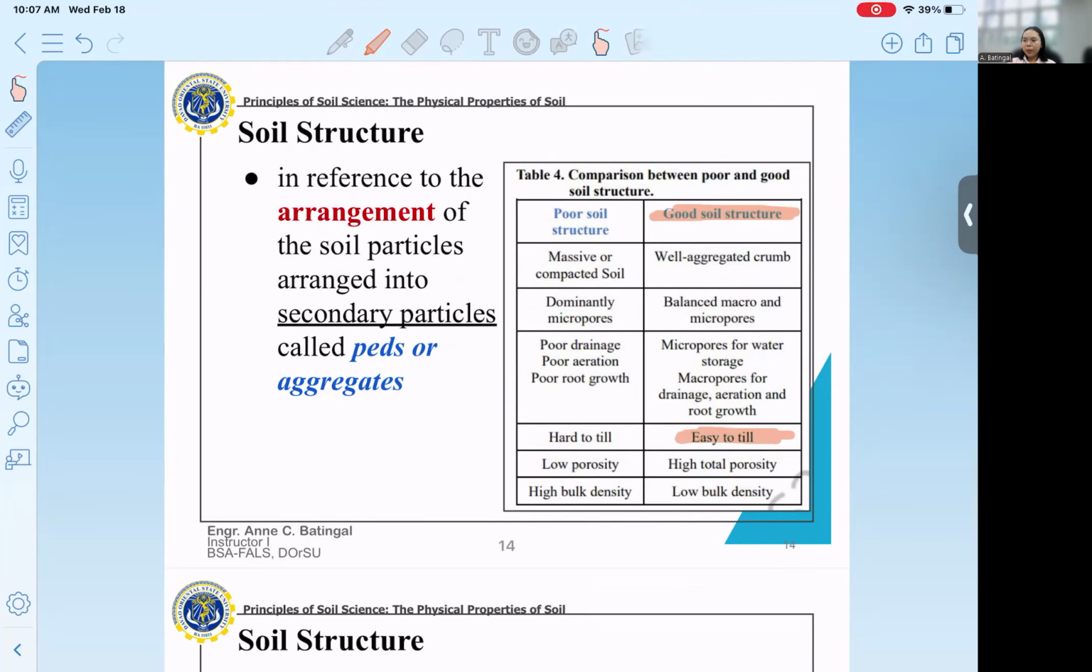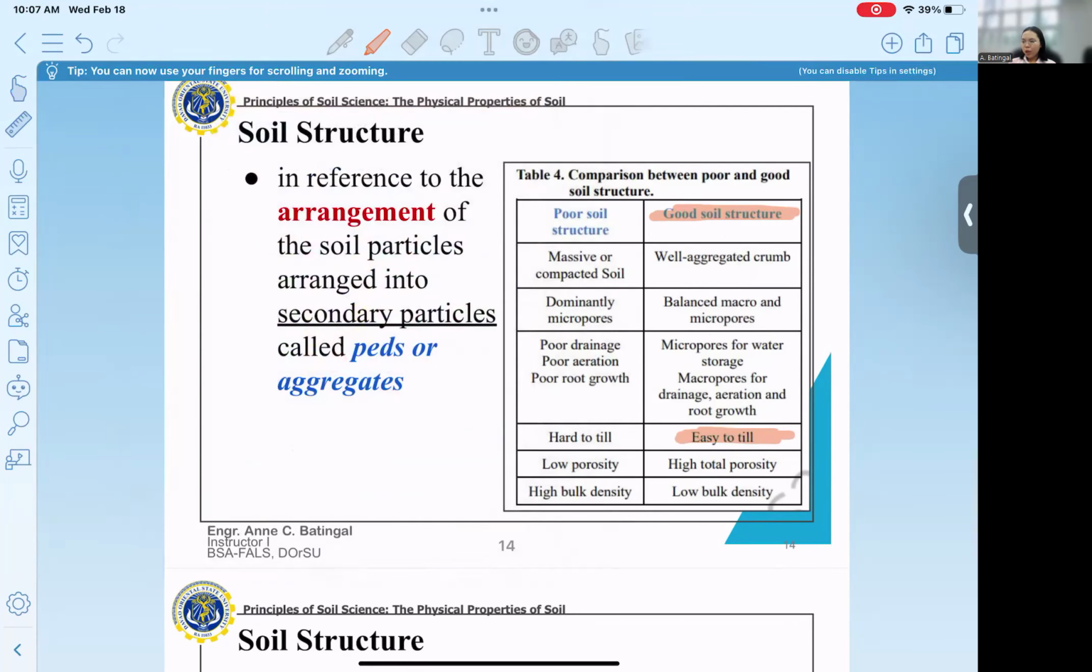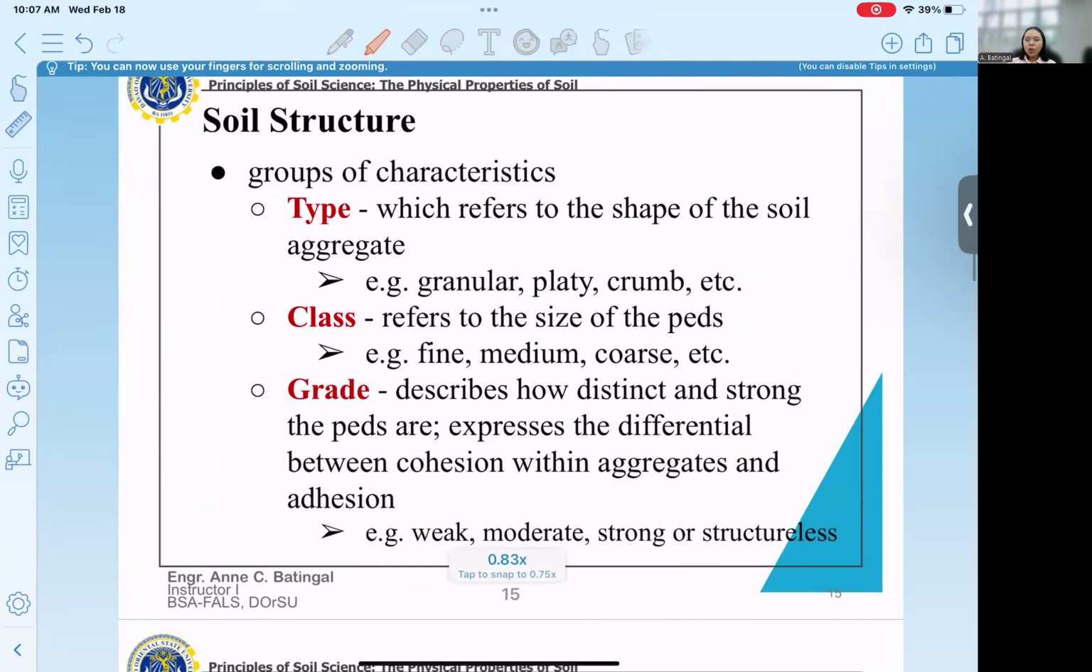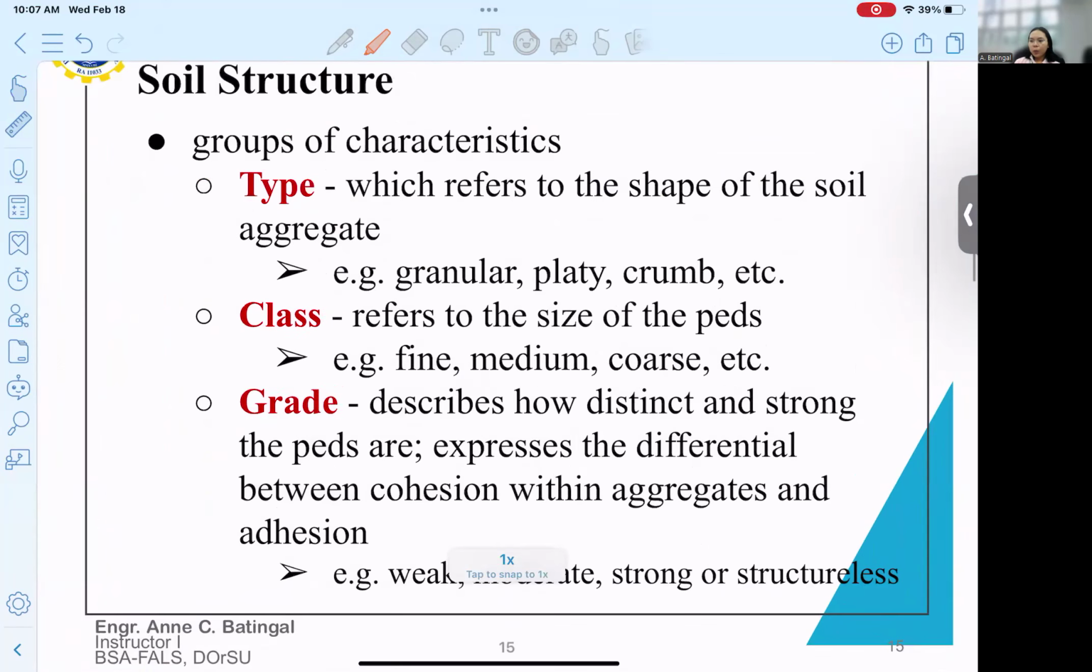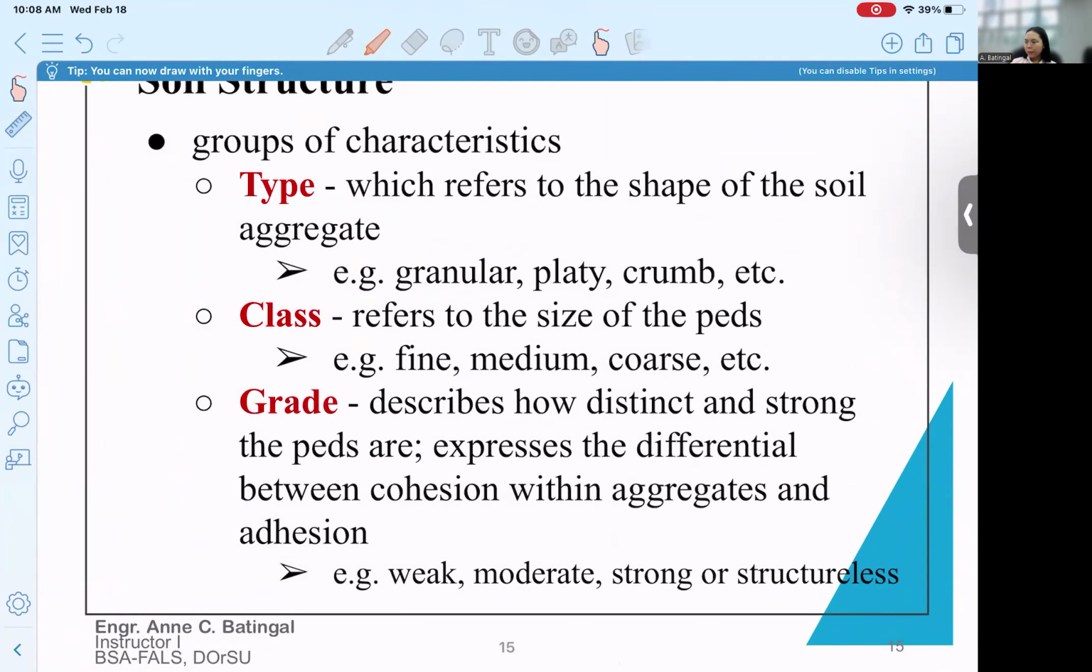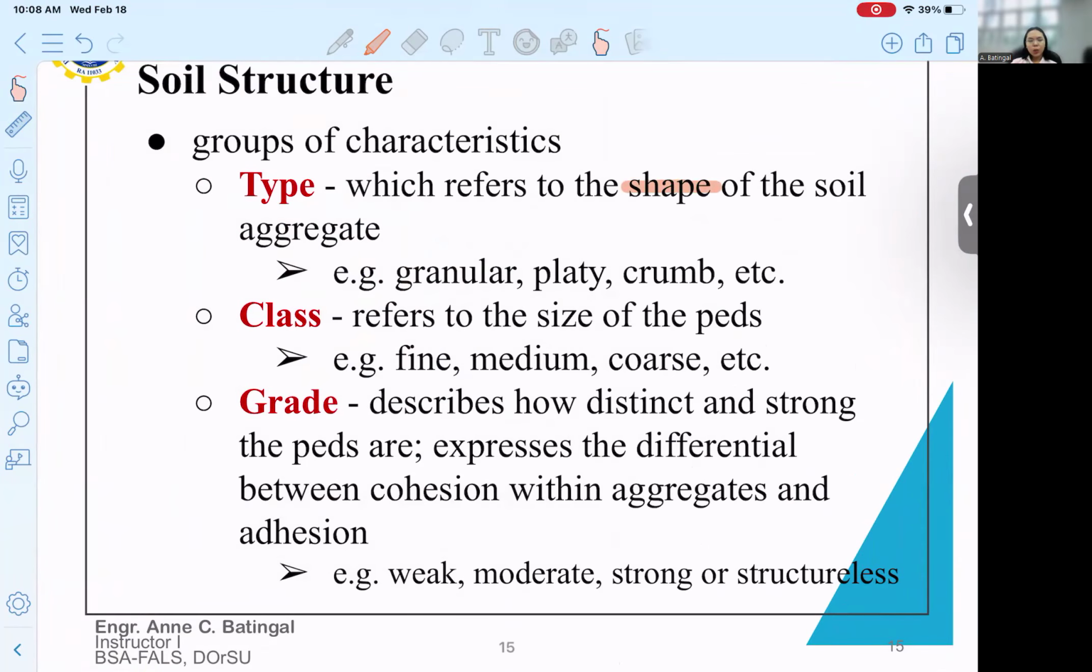So what are the examples or the types of soil structure? Soil structure is grouped depending on the type, class, and grade. Okay, so what do we mean by type? It refers to the shape of the soil aggregate. Again, pag soil structure according to type, it refers to the shape. So what are the shapes of those aggregates or beds? It can be granular, platy, crumbly, blocky. Later, makita niyo ang picture sa itong mga types.